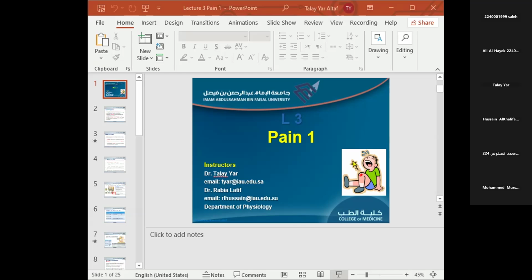But the most important aspect of pain is that it is protective in nature, because it provides a warning signal that something is not well. There is something wrong going on in the body and something must be done. So it is protective in nature.